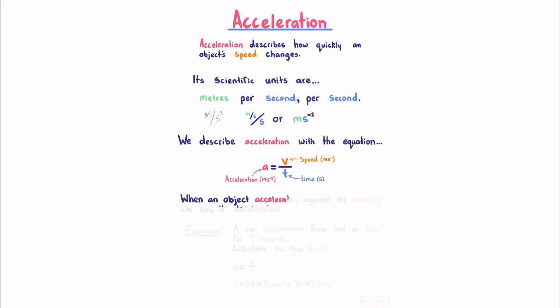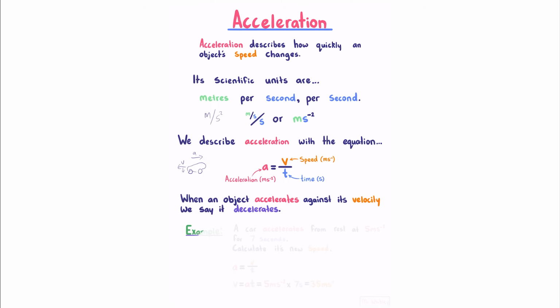When an object accelerates against its velocity, we say that it decelerates. For example, if we have a car traveling in a particular direction, if our acceleration was to act in the opposite direction, this would reduce the size of our velocity, and we would say that the car is decelerating.